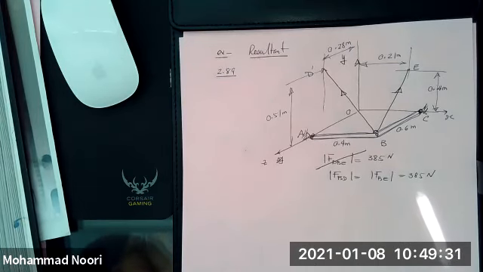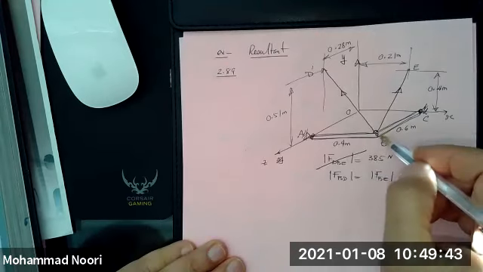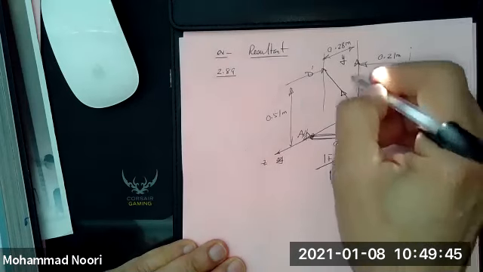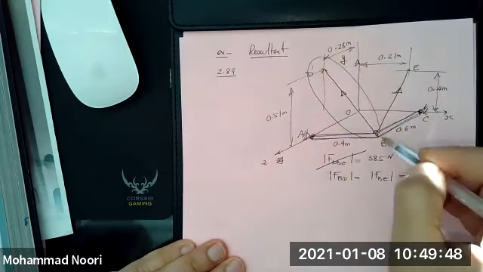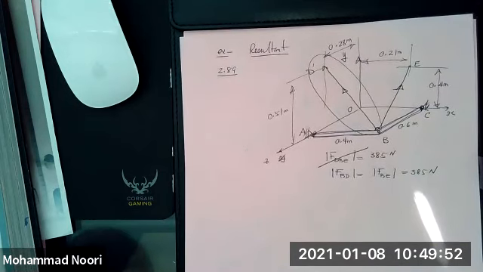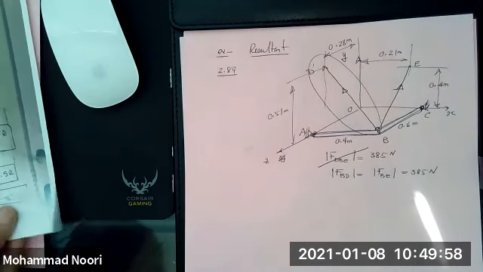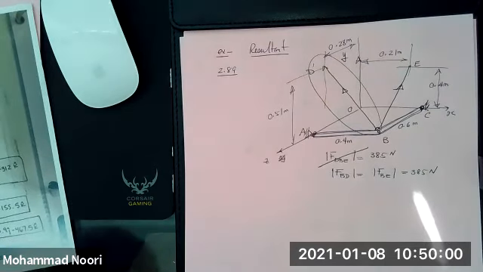So what we want to do is find the components of one of these forces, which is connecting B to D. That's the first part of the problem. So we just want to write the vector equation for this force. Any questions?